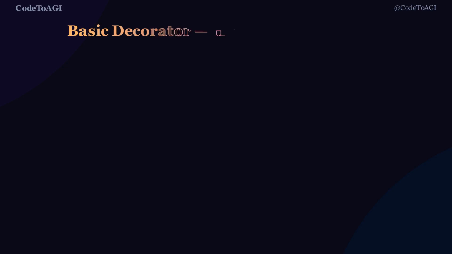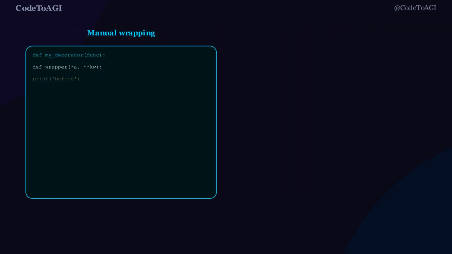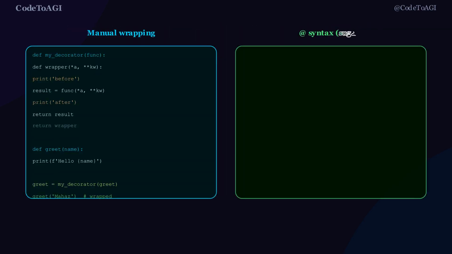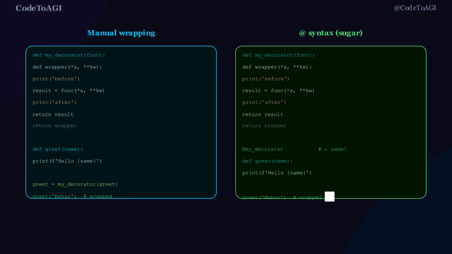Let's go. A decorator is a function that takes a function and returns a new function. Let's understand what happens under the hood. Look at the code. We define a simple decorator called my_decorator. It accepts func as a parameter, the function being decorated. Inside, we define wrapper. This is the new function that replaces the original. Wrapper calls func and adds behavior before and after. We return wrapper, not the result, the function itself.